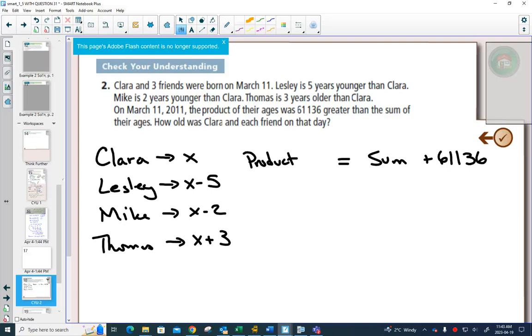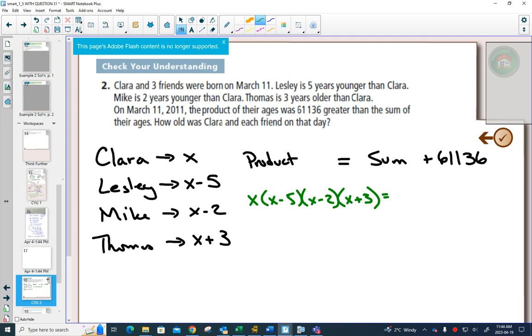And if we started off with words like this, then going to the algebra is easier. If you try to start with the algebra right away, sometimes you can get lost in the details and get confused before you finished your equation. Now that I have an idea what my equation needs to look like, well, what does the product look like? Well, the product would be x times x minus 5 times x minus 2 times x plus 3. All of them multiplied together.